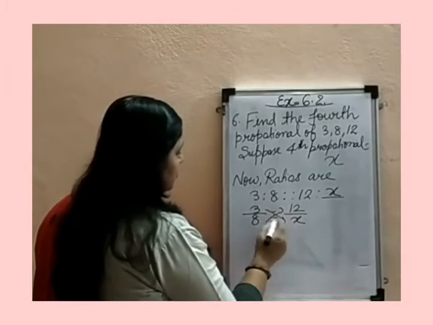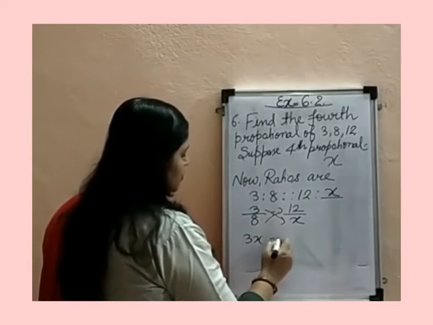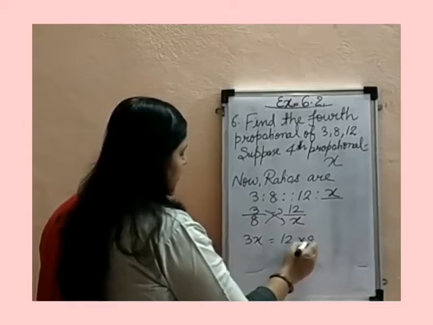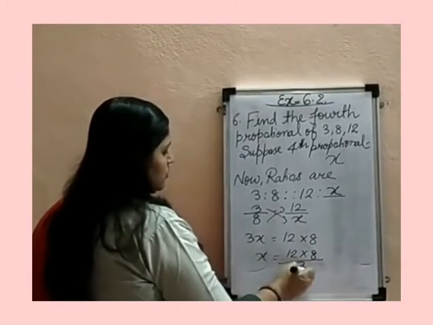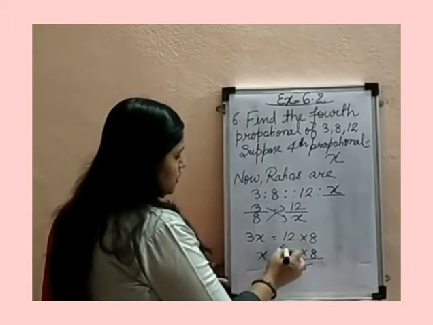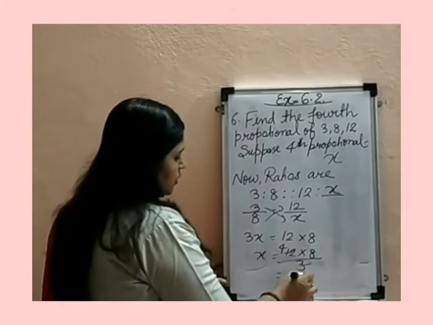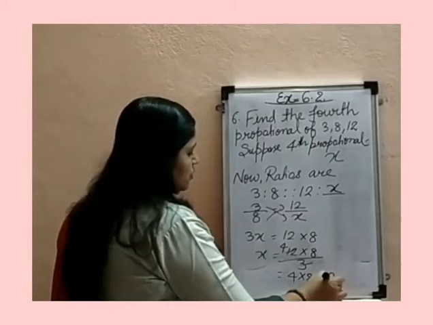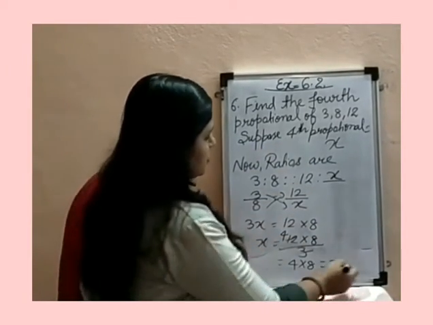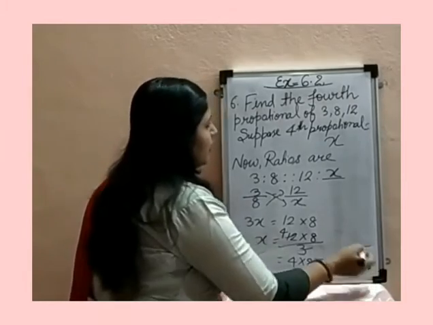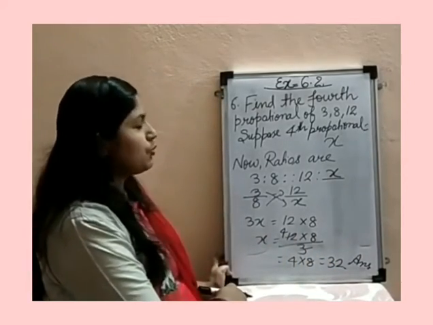Cross multiplication: 3x equals 12 into 8. x equals 12 into 8 upon 3. Cancel the number, 3 fours are 12. We have 4 into 8 equals 32. So the fourth proportional equals 32. Answer. Here we have completed exercise 6.2.